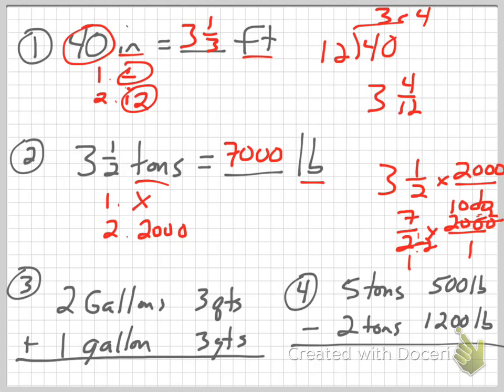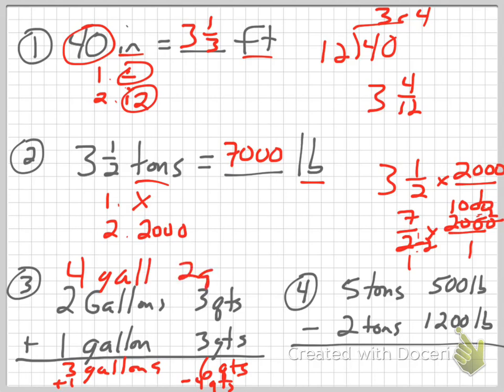Number 3, I'm going to add them together. I have 6 quarts and 3 gallons. Is that how you would answer that? No. The problem with this is that this is too much. I'm going to take away a gallon from here, in the form of 4 quarts, and I'm going to add a gallon over here. So now I have 4 gallons, and I have 2 quarts. Does that make sense? 4 gallons and 2 quarts is the answer.